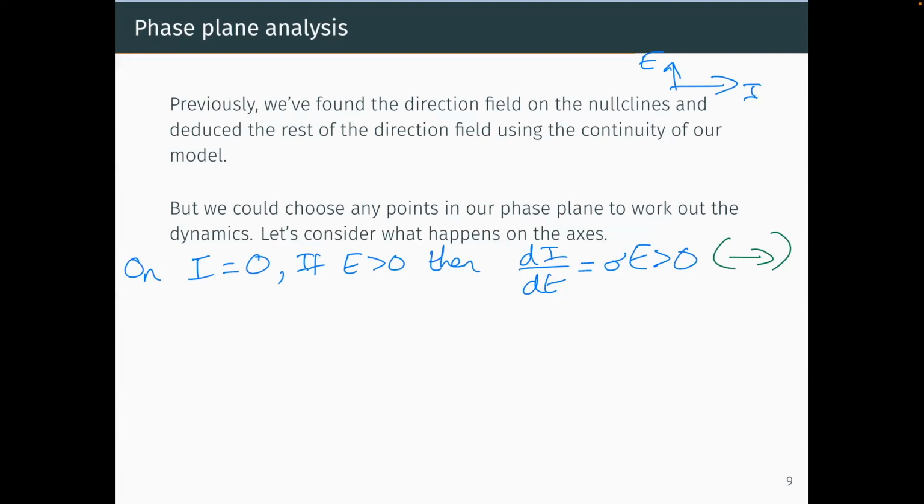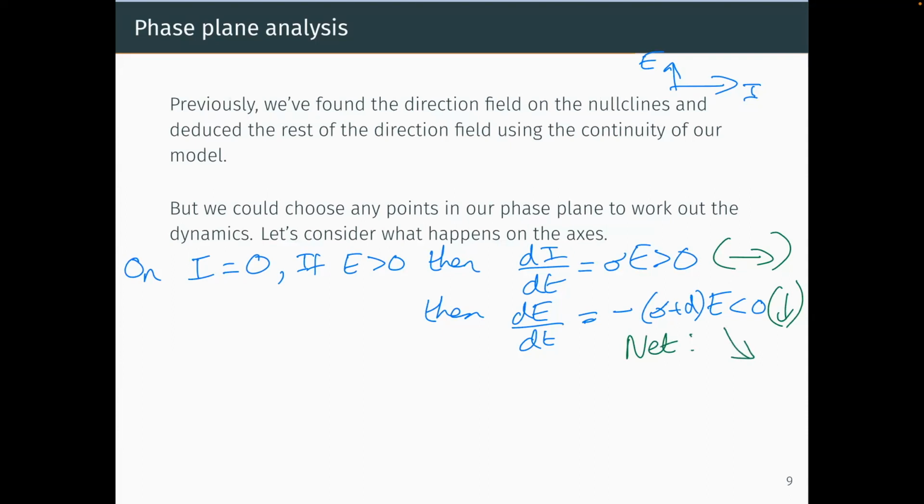Okay? But we also need to think about our equation for dE/dt. And here, dE/dt would have been beta S I, but I is 0, so that term is going to be equal to 0. And then we had a minus sigma plus d times E, which is always going to be negative. So that means we're going to go down. So on that axis, we're going to have a net movement going down and to the right.